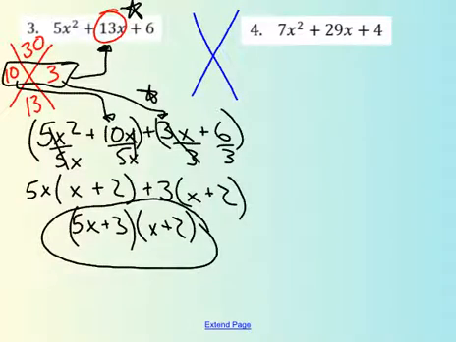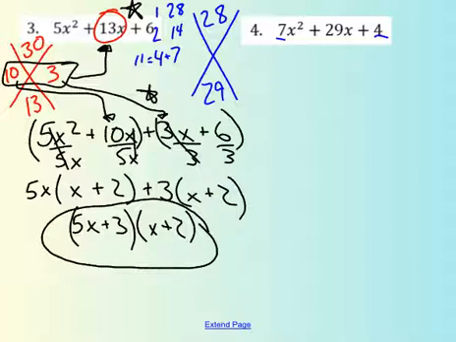I'd make an X. 7 and 4 is 28 and 29. Then I'd write down 1, 2, 14, 28, 4 and 7. So 4 and 7 add up to 11. So that's not it. 2 and 14 add up to 16. That's not it. 1 and 28 adds up to 29. So I know that I need 1 and 28 here. So what I would do is replace 29 with 1 and 28.